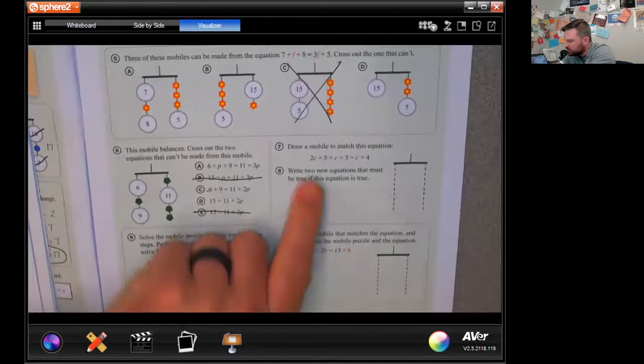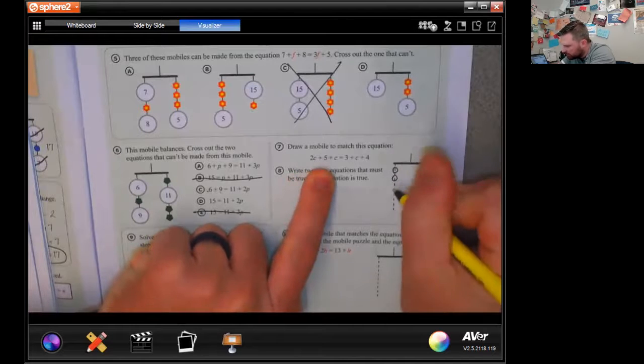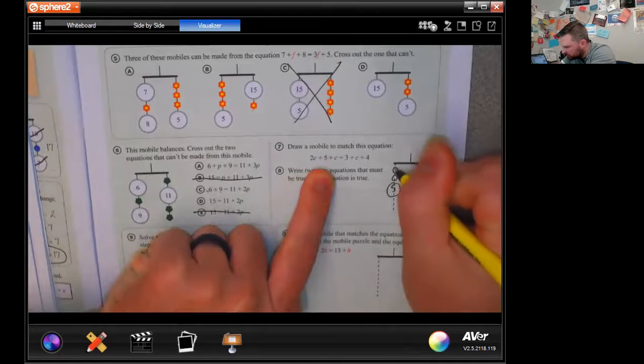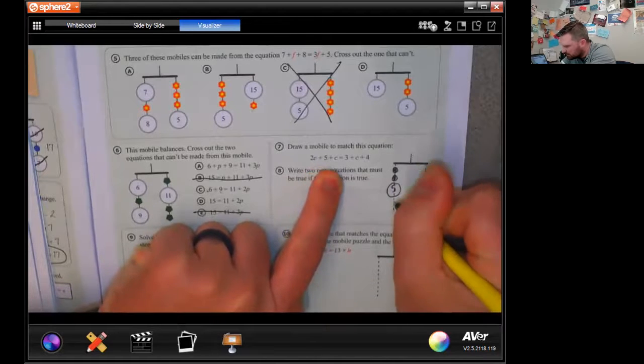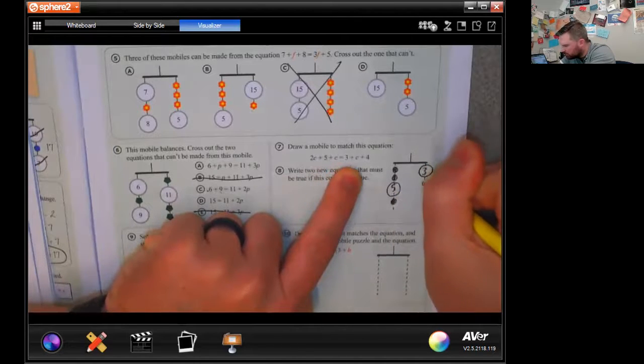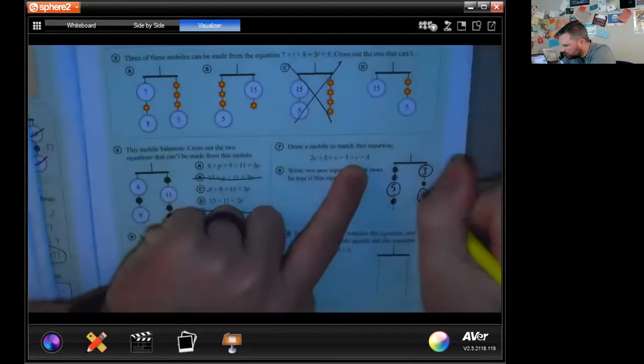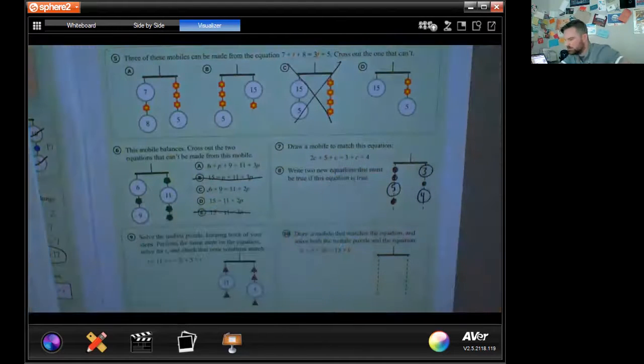Draw a mobile that matches this equation. Okay, so 2c, so we're going to put 2 circles, plus 5, so we'll put a circle with the number 5 in there. We'll color these in. Plus c, so another little circle. Plus 3, circle, 4. Okay, so that represents that equation.